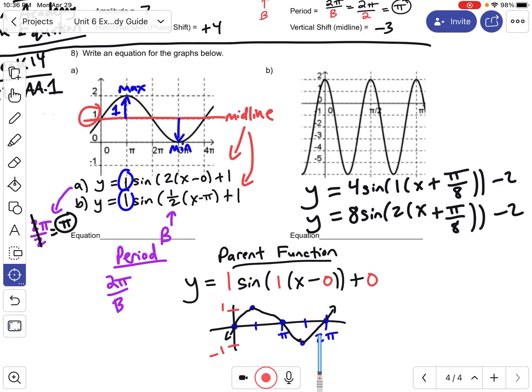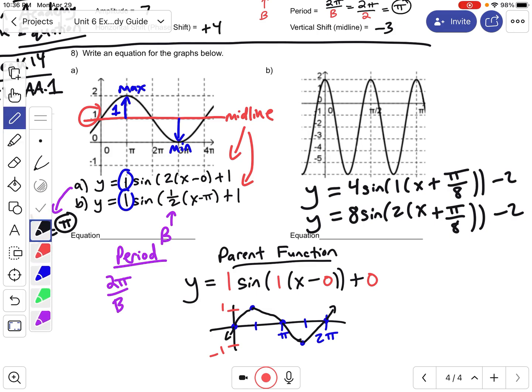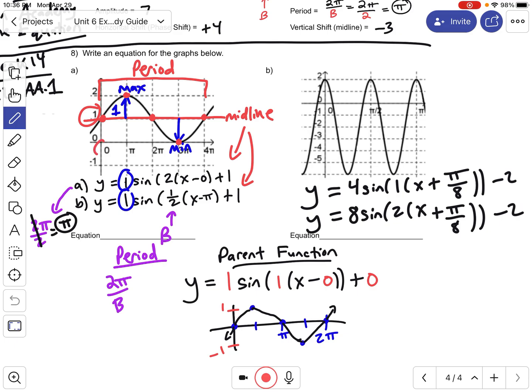definition of the period. If I count 5 points from the midline on here, point 1 is on the midline, point 2 is the maximum, point 3 is back to the midline, point 4 is the minimum, and then point 5 is back to the midline. The distance from the first point to the fifth point is your period. And when you look down here, that would be from 0 to 4 pi. So in this case, the period is 4 pi because that's the distance it takes to get through the 5 points.